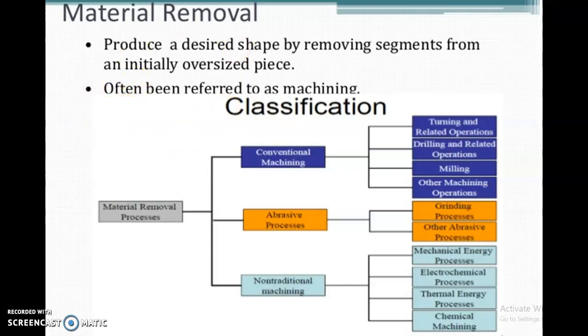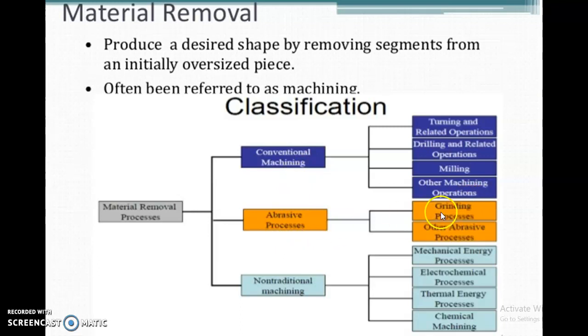Classification. What is the classification? There are three types of classification for material removal process. One is conventional machining. What is conventional machining? In conventional machining, the tool will be in direct contact with the workpiece. Turning, drilling, milling, everything comes under conventional machining because the tool and the workpiece will be in direct contact.